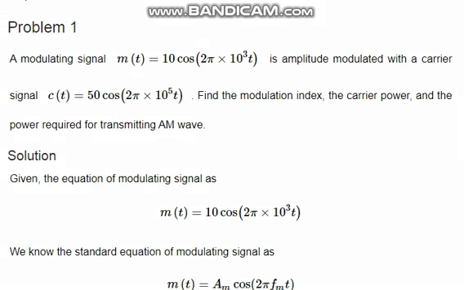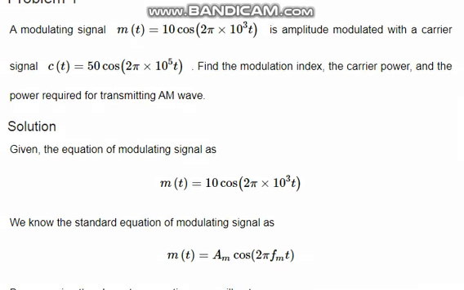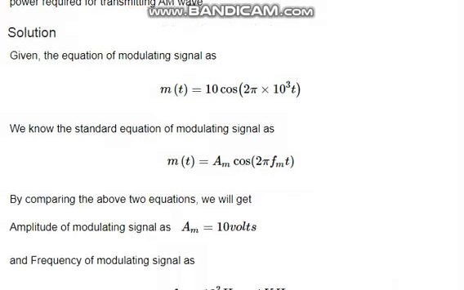In this problem, first of all we will discuss the modulation. There is a modulating signal m(t) and a carrier signal c(t). Here you can see, we have to find the modulation index, the carrier power, and the power required for transmitting the amplitude modulation wave, the AM wave. So you can see where the solution starts.